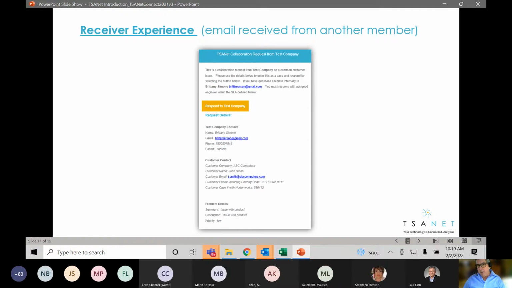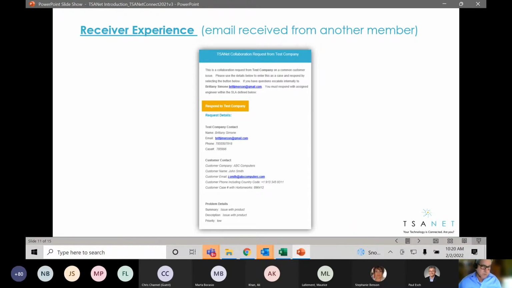Now, if this was coming in through a CRM system, there might be a different path you would take as far as how you got to this point. But at some point, typically what's going to happen is it's going to come back and say respond to whoever that member company was that sent you the request. And again, those custom fields will also come in. This email is coming in from connect@tsanet.org. The engineers that might be responding to this case don't have to be in the system. It can come into a support alias, which is typically where it will go.